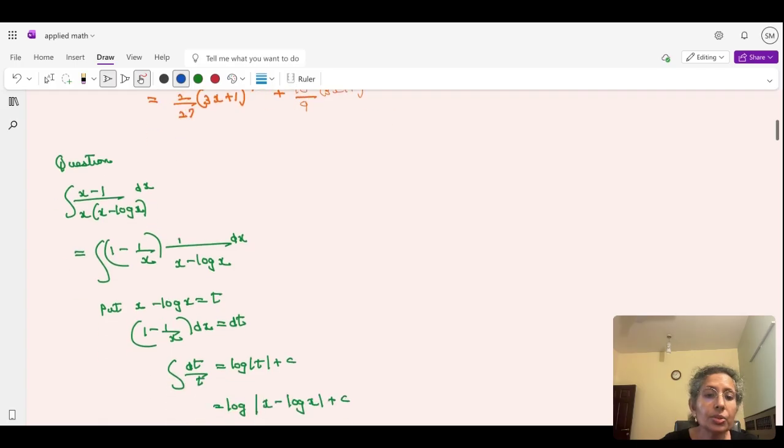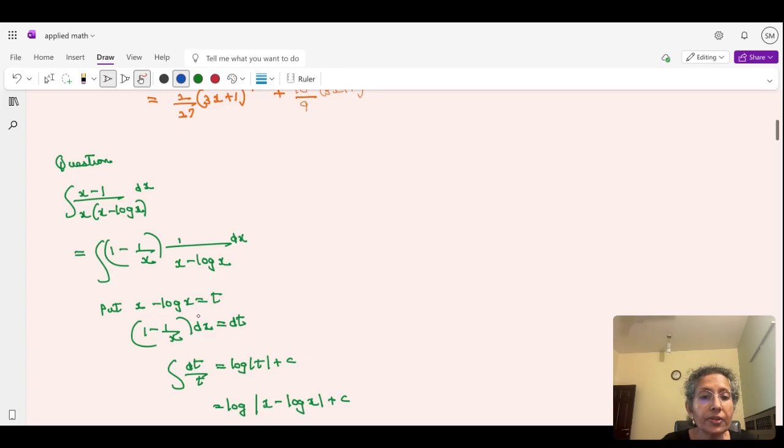The next question uses the substitution method. Integrate (x - 1) by x into (x - log x) dx. So you can divide by x, so it becomes (1 - 1 by x) into 1 by (x - log x) dx. So I'll make a substitution, put x - log x as t.